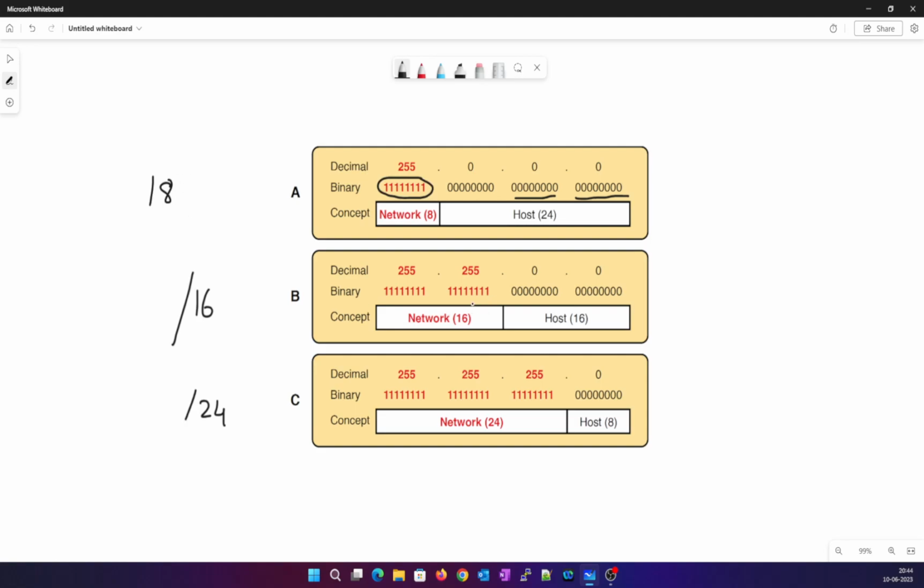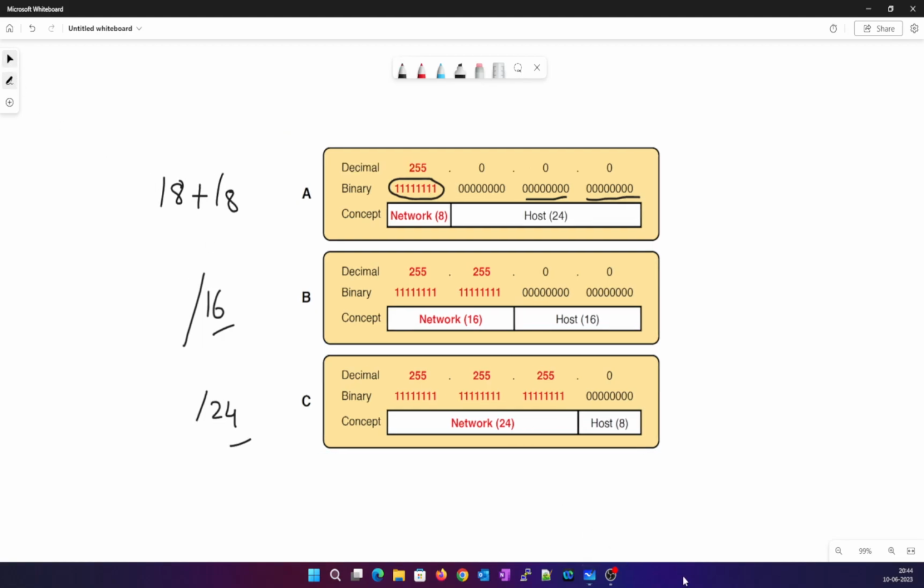And class B has another extra 8 bits turned to 1. That is why it is slash 8 plus slash 8. That makes it slash 16. Similarly, for class C, it is slash 8 plus slash 8 plus slash 8. That makes it slash 24 as its address mask. I hope all of you guys are with me now.